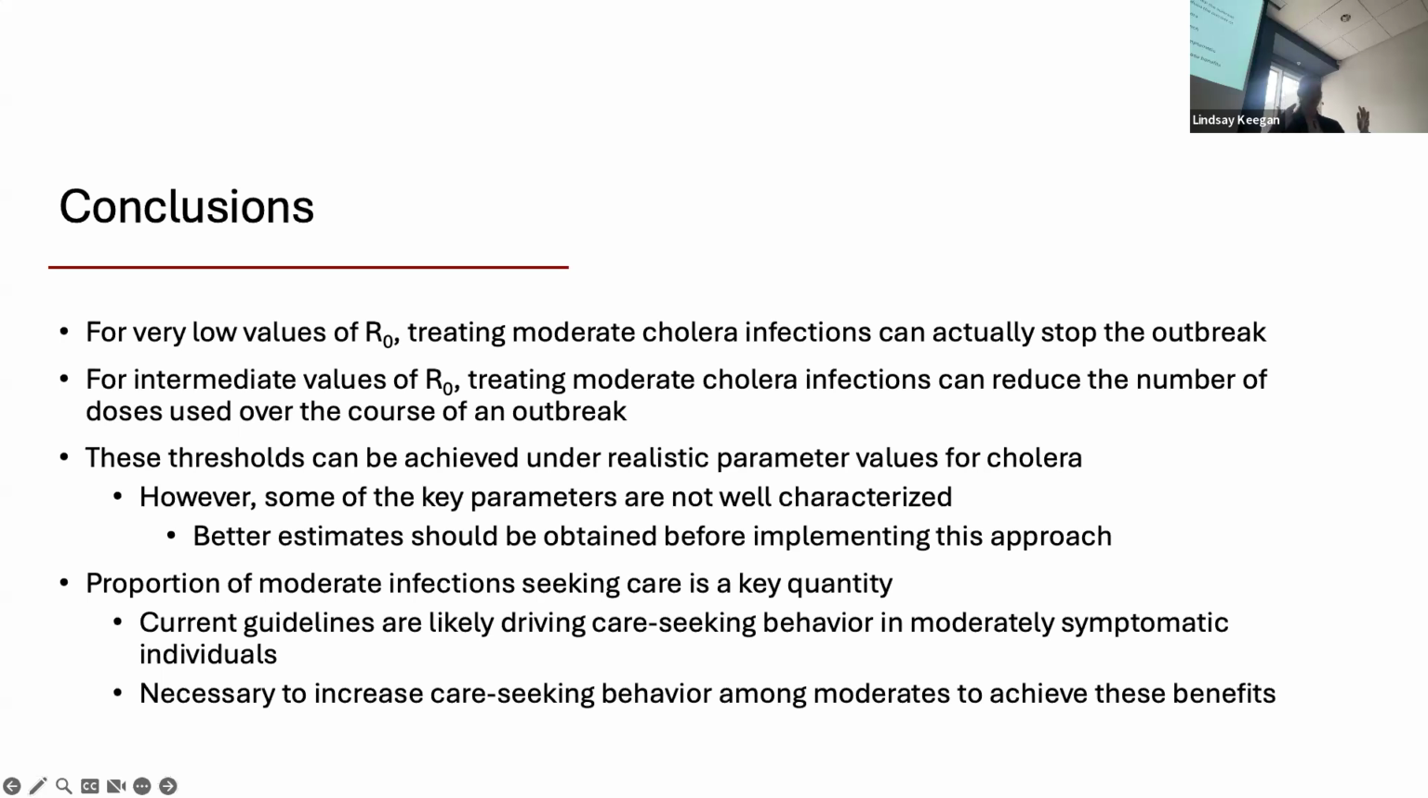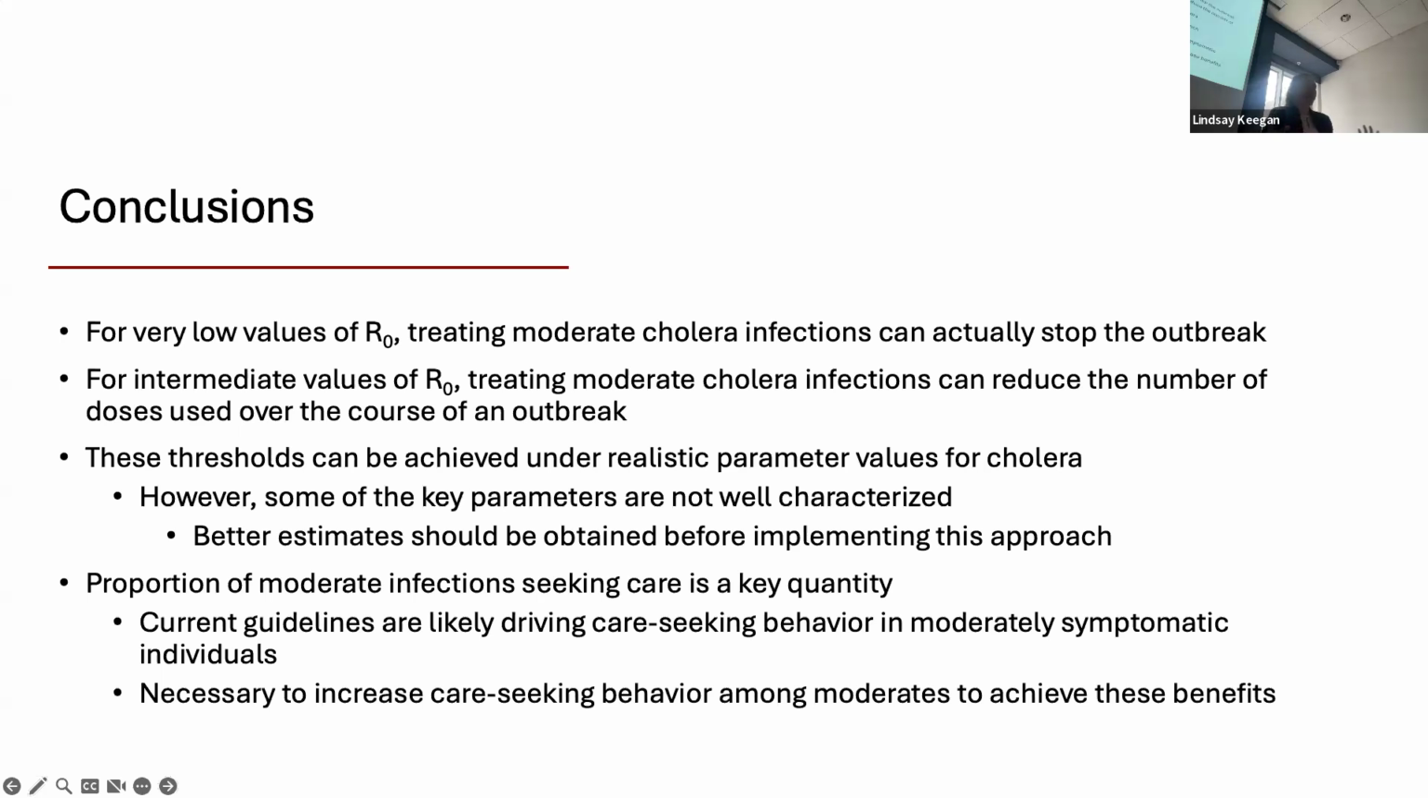But in doing all of this, we realized that many of these key parameters are not well characterized and they have huge ranges of uncertainty. And so before we can actually say, yes, you should do this, we really need better estimates before implementing this. And again, we've highlighted that the proportion of moderate infections who seek care is this key quantity, and we don't really understand much about it. We don't know how many people are currently showing up and getting turned away.